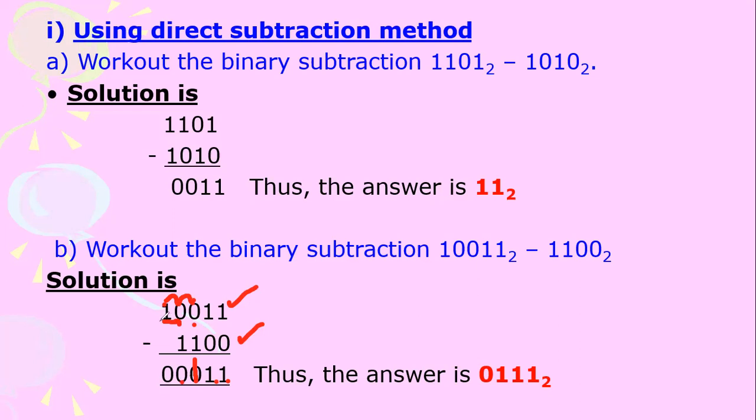Then we borrowed this 1, so what is remaining here is a 0. So 1 minus 0 minus 0 will give us a 0. And therefore, our answer becomes 0, 0, 1, 1, 1. So our answer is 1, 1, 1 in binary.